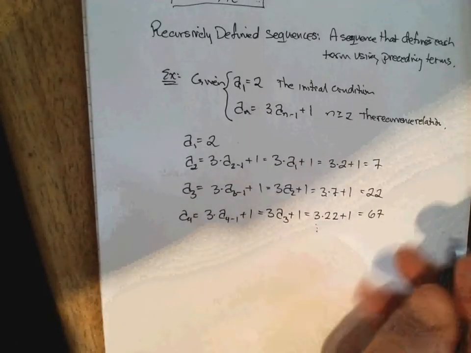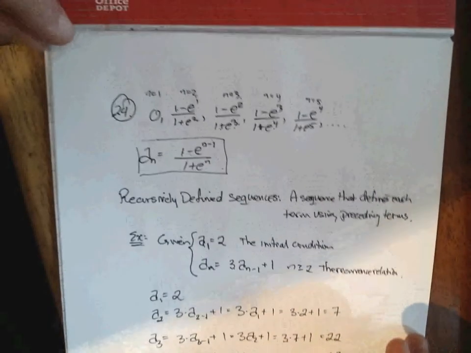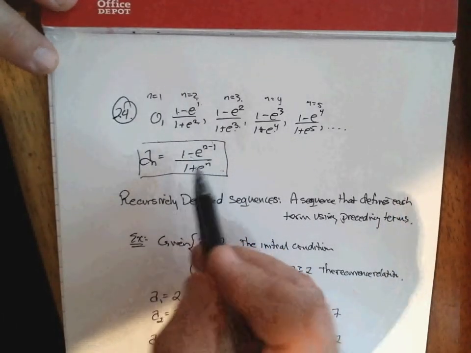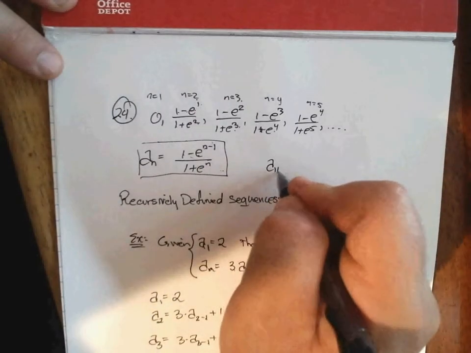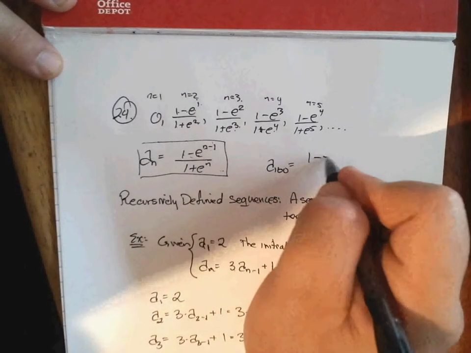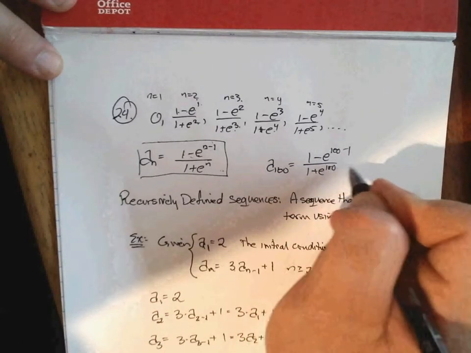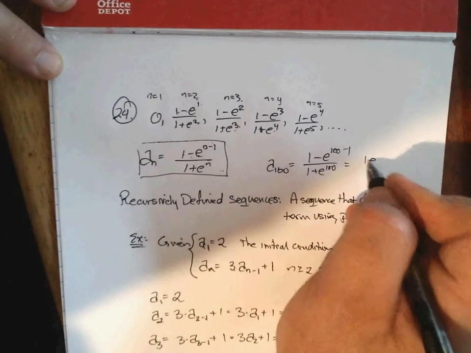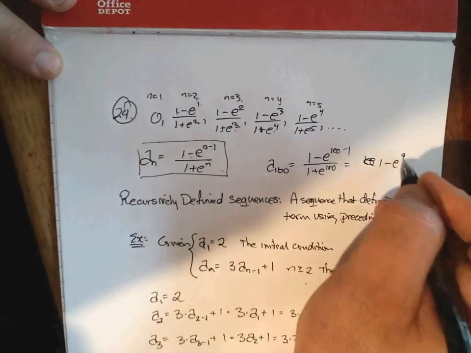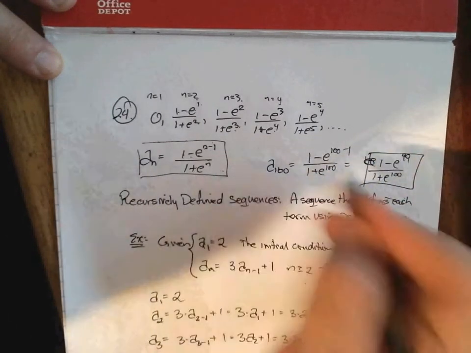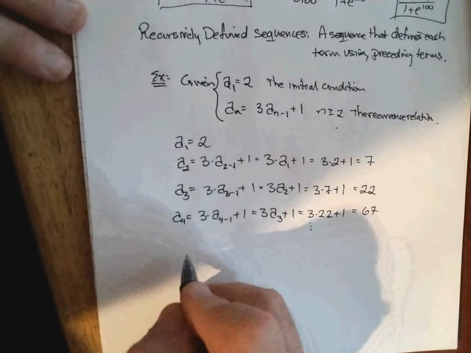Okay? Now the drawback for this is, compared to up here, suppose I have a sub n as this formula, and I say, okay, what's the 100th term? Well, that's 1 minus e to the 100 minus 1 over 1 plus e to the 100, right? So 1 minus e to the 99 over 1 plus e to the 100. There's the 100th term of that sequence.